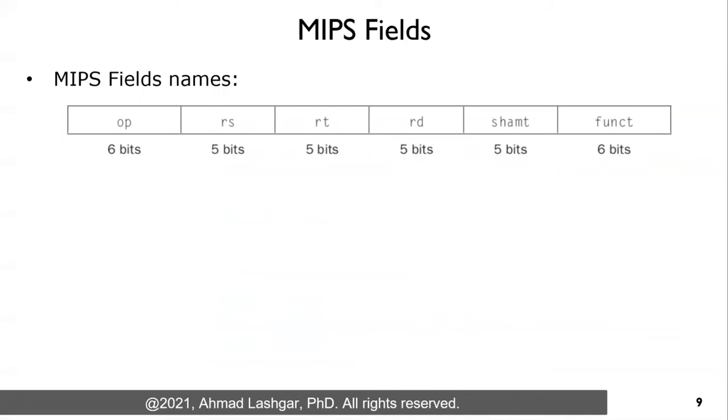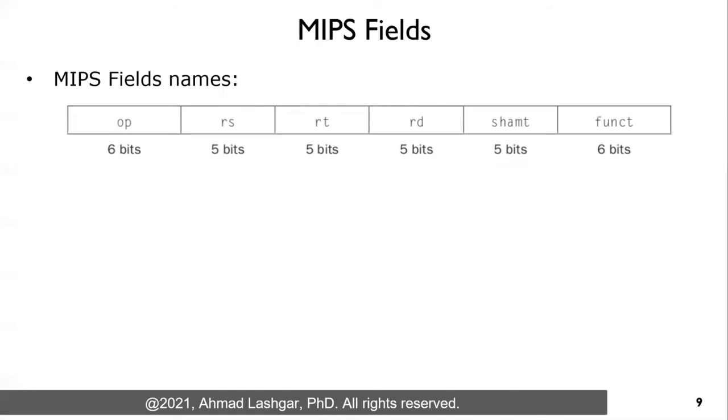So let's have a look at the fields of MIPS instructions and understand the meaning of every one of the fields. OP is a basic operation of the instruction, and traditionally this is called opcode. RS specifies the first register source operand. RT specifies the second register source operand, and RD specifies the register destination operand.